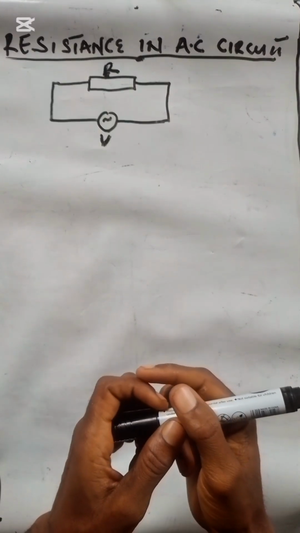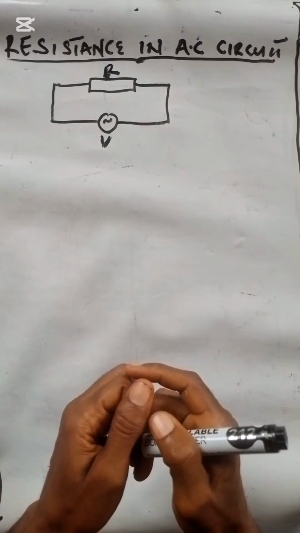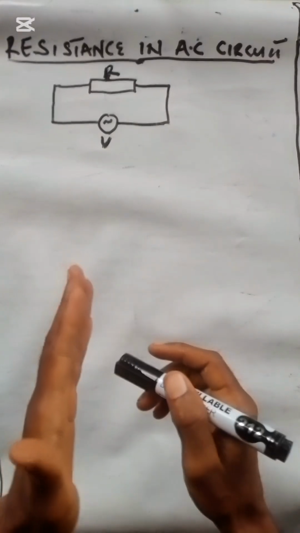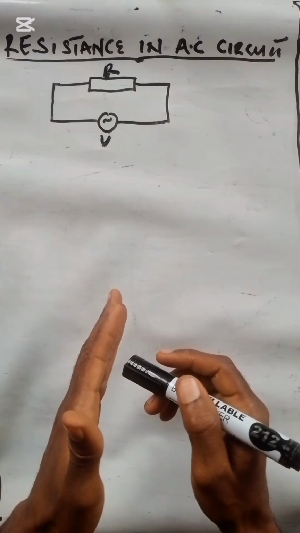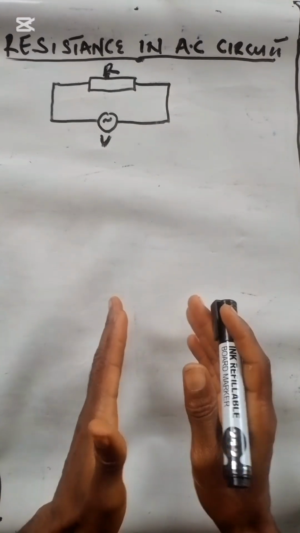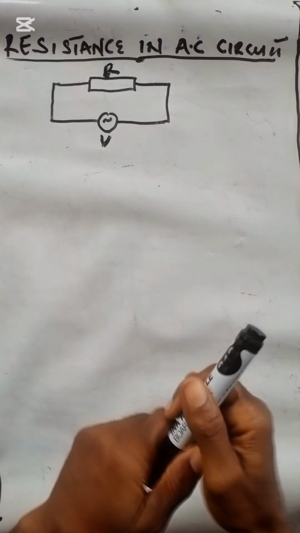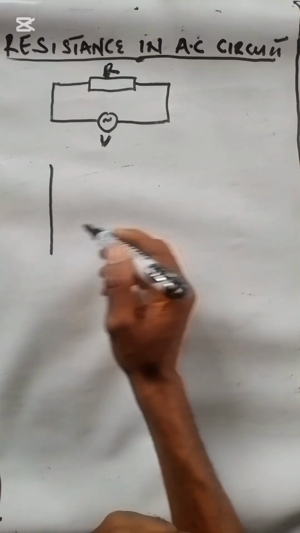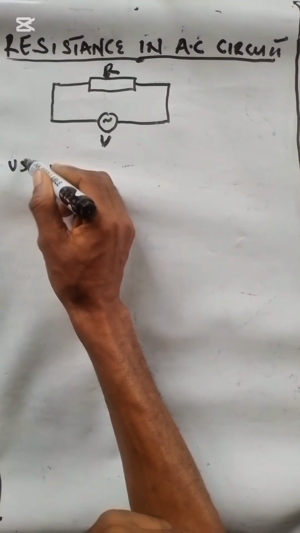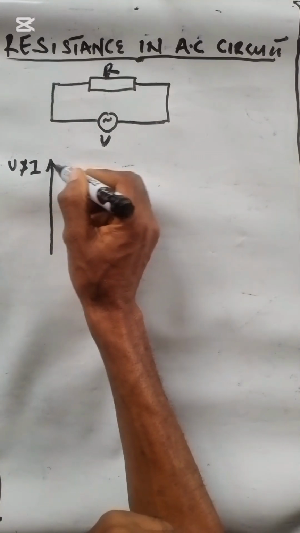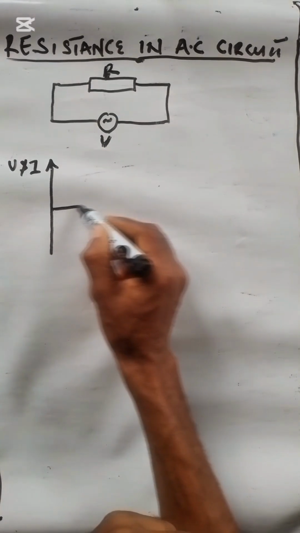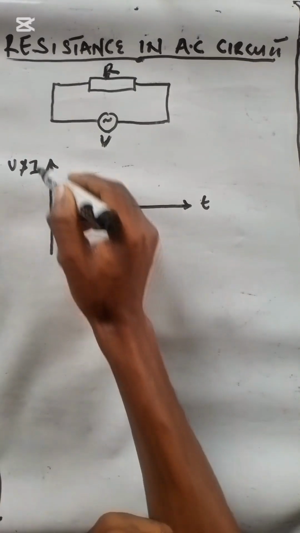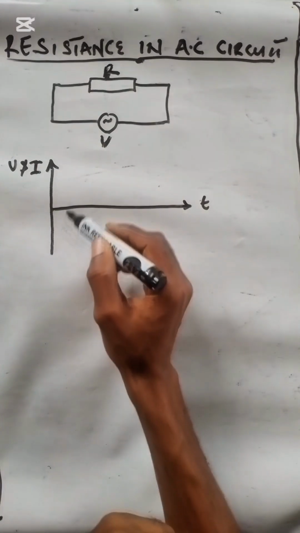What do we mean when we say the voltage and the current are in phase? The voltage and the current are in phase because they attain their maximum position, their zero position, and their minimum position at the same time interval. For example, if you have a plot of the voltage and current against time, this is our current and voltage axis.